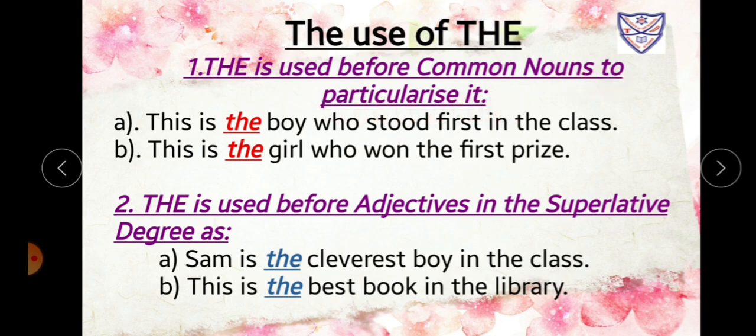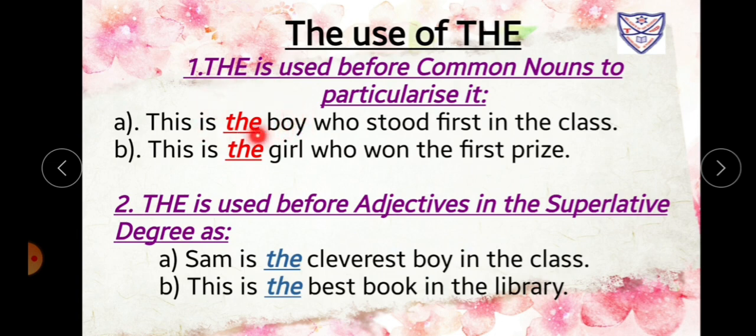Now what are common nouns? Words which are used commonly for the names of persons, places, animals or things are called common nouns. Let us see the examples. First one, this is the boy who stood first in the class. So in this sentence, the word boy is a noun. Which kind of noun is it? It is a common noun. So before this common noun, we have an article, and that article is the.